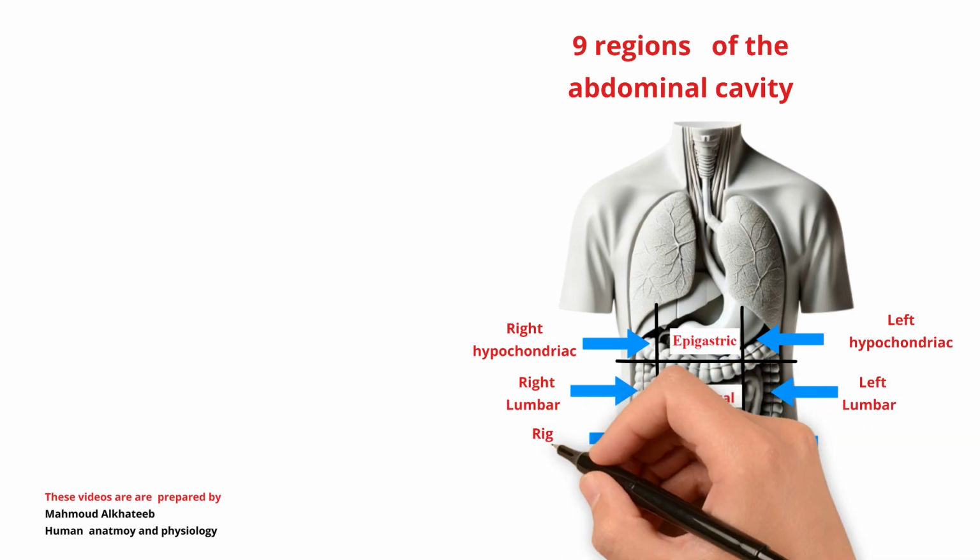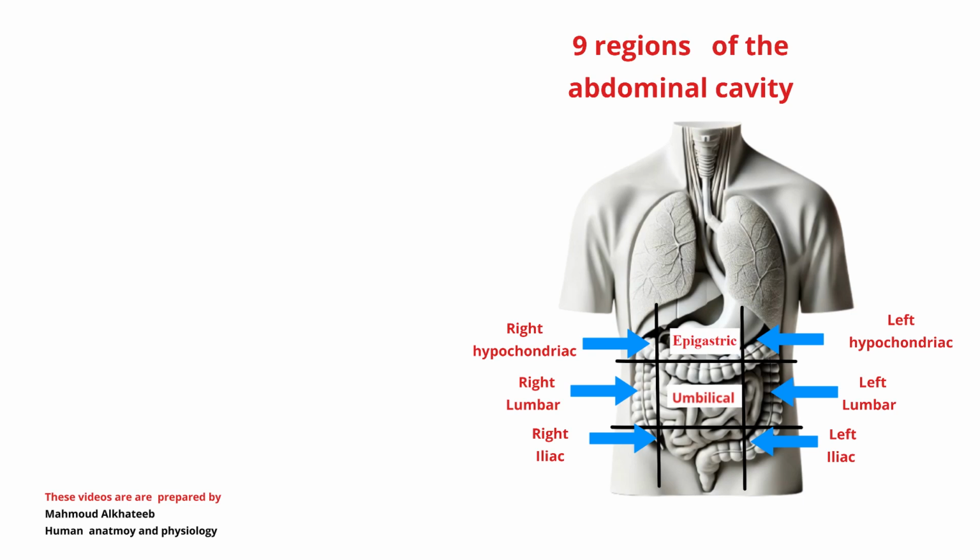Also, we have the right and left iliac regions, which can be found at the lower sides of the abdomen near the hips. The last region is the hypogastric, which is found at the lower middle area and contains the bladder and reproductive organs. These 9 areas are essential for identifying pain sources, guiding surgeries, and improving medical communication.